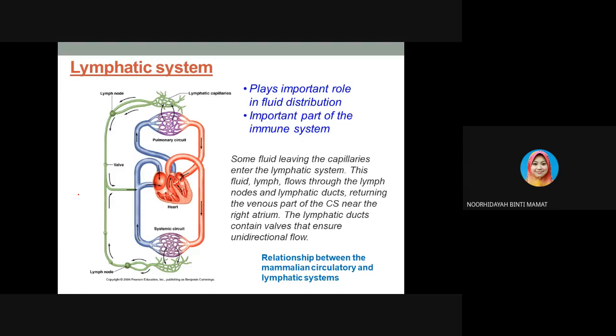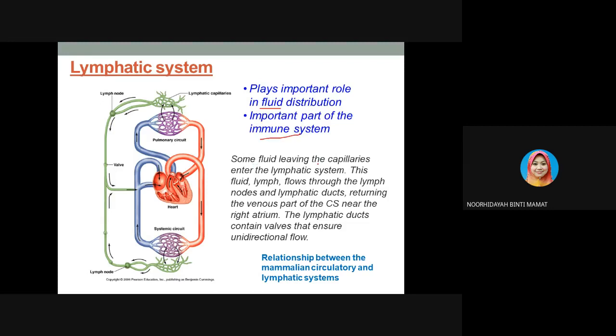This is the lymphatic system. In the previous lecture, I mentioned a bit about the lymphatic system. The lymphatic system plays an important role in fluid distribution. We have different types of fluids that need to be distributed throughout the body, for example blood, and also hemolymph, which I mentioned in the previous lecture. The lymphatic system is also an important part of the immune system.